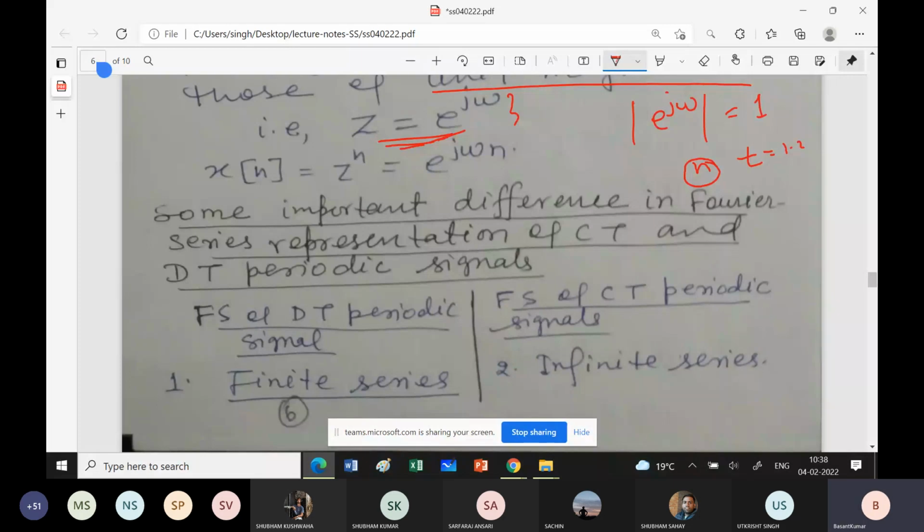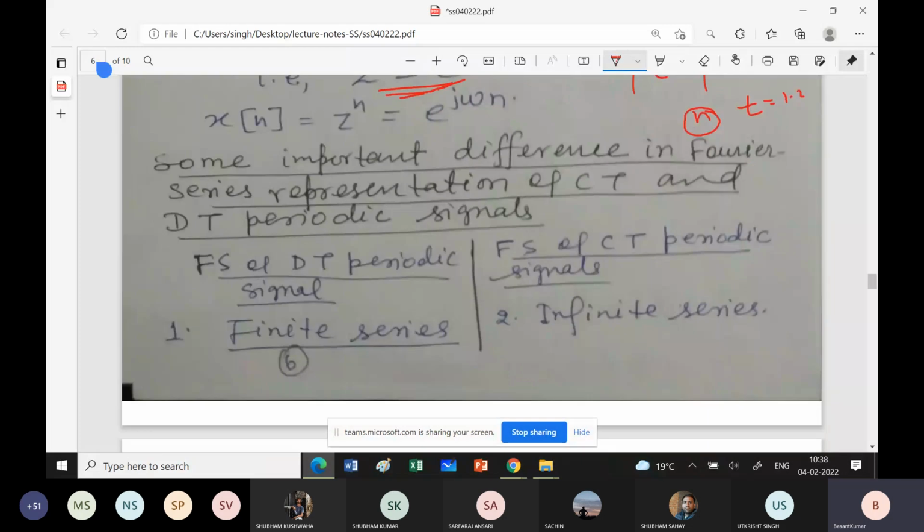उसी डिफरेंस के कारण जो भी आगे डिफरेंसेज आते हैं वो इसी के कारण आते हैं। सो फॉर सम ऑफ द operations or activities this will not matter, but for many things this difference will create an impact or affect the standard expressions. So some important differences in Fourier series representation of continuous time and discrete time periodic signals.